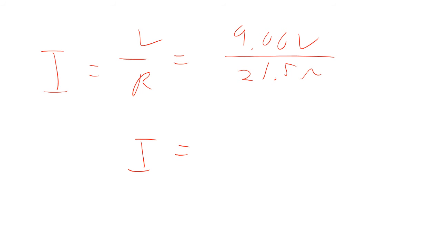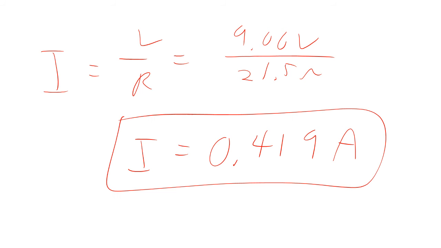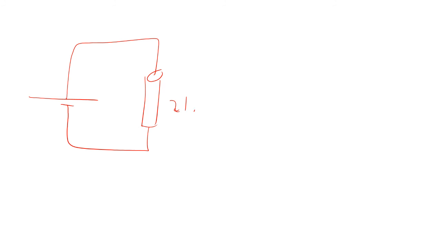So the current is going to be 0.419 amps. So I have my little resistor here. I made a resistor out of carbon, okay, and it has 21.5 ohms. We connect it to a 9-volt battery. We found the current. So now I want to know how much power is being dissipated in my resistor.